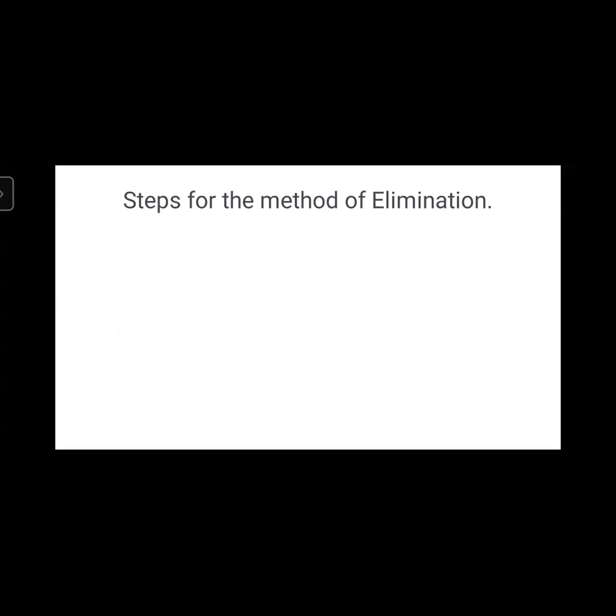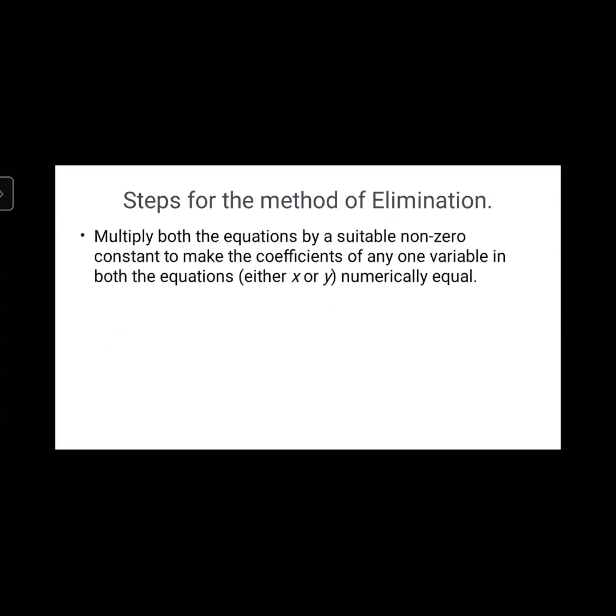You will see the steps for the method of elimination. Therefore, to solve simultaneous equations, we use different methods. In this method, we eliminate one of the variables to obtain an equation in one variable. We can solve and find the value of that variable, and then substituting this value in one of the equations, we can find the value of the other variable. So we'll see some examples also. Before that, see the steps of the method of elimination.